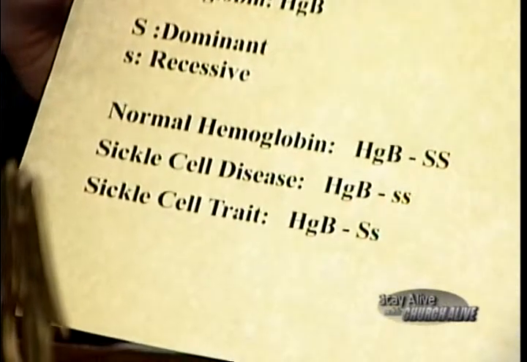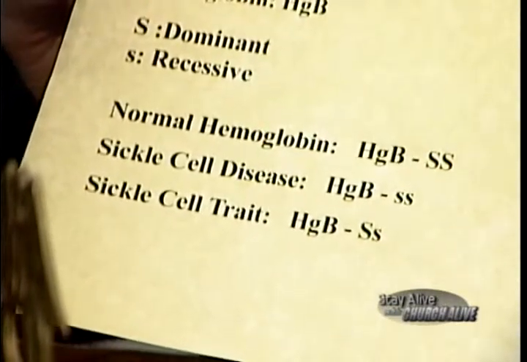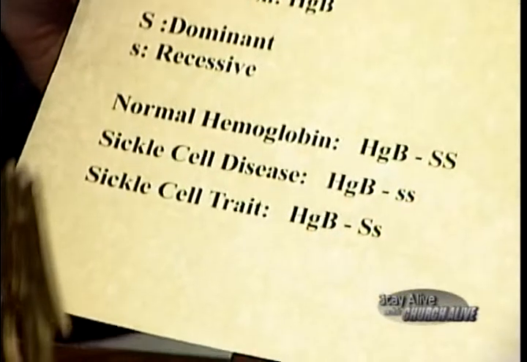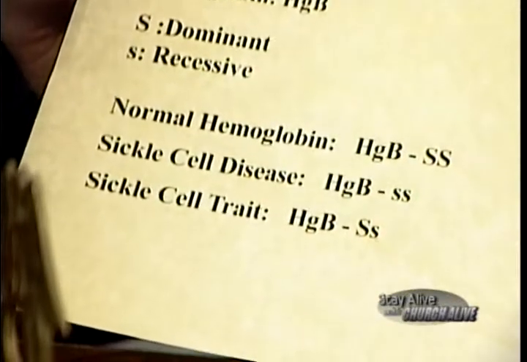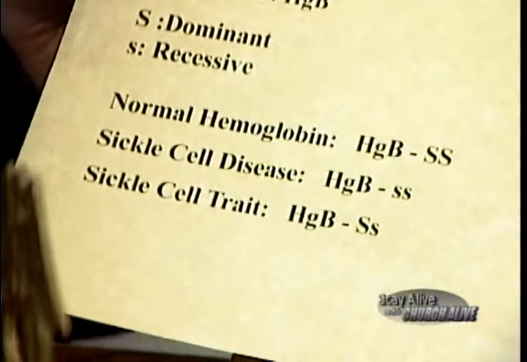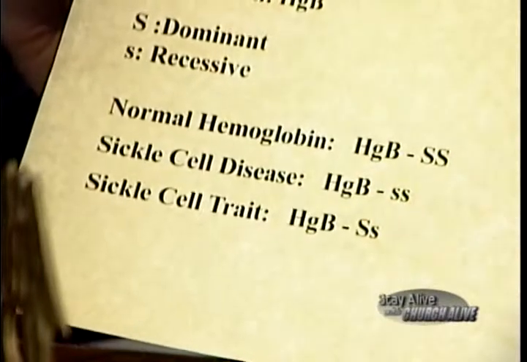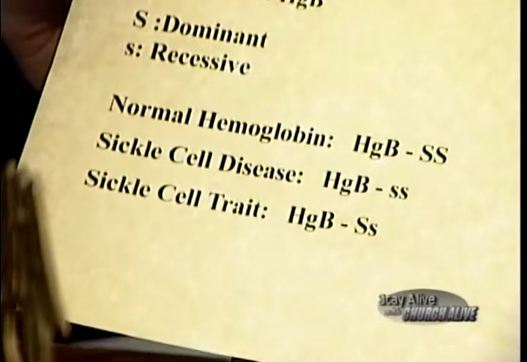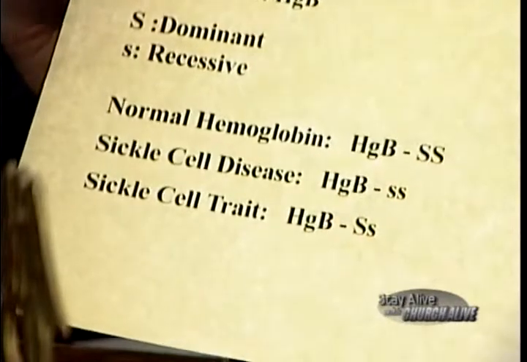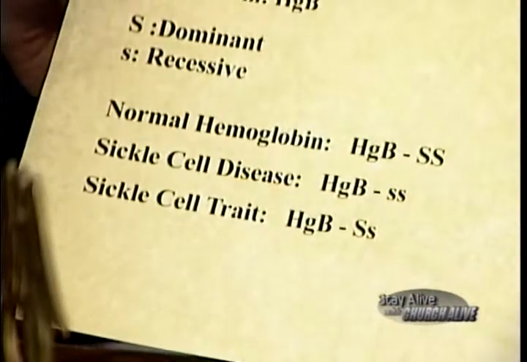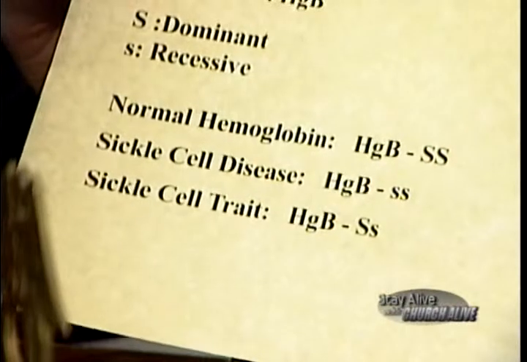They can have, depending on the parents' genetics, either a normal hemoglobin, normal red blood cell, or they can have sickle cell disease, or they can have sickle cell trait. So what we need to do is find out and test the parent, and actually test both parents to see if they have the normal gene, or they have the sickle cell disease, or the trait itself.